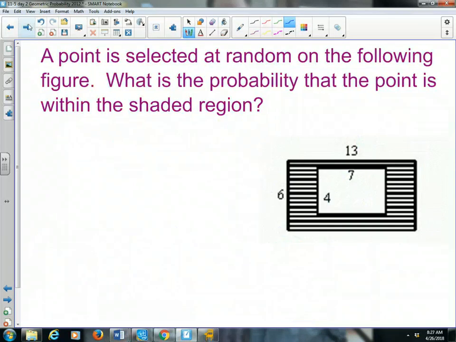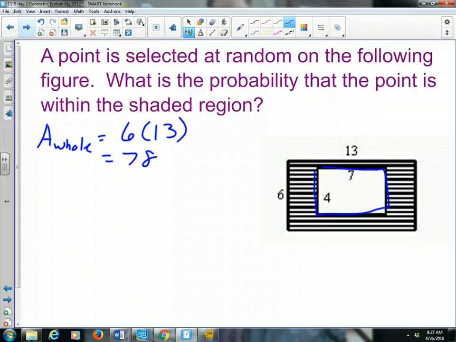Here's this one. Again, same instructions. At random, what's the probability that it lands in the shaded region? I'm going to have the exact same strategy where I'm going to subtract this white rectangle from the entire rectangle. So the area of the whole shape is 6 by 13. 6 times 13 is 78. And the area of the white rectangle is 4 times 7, which is 28.